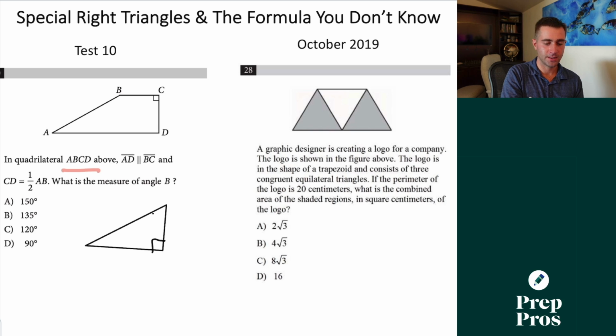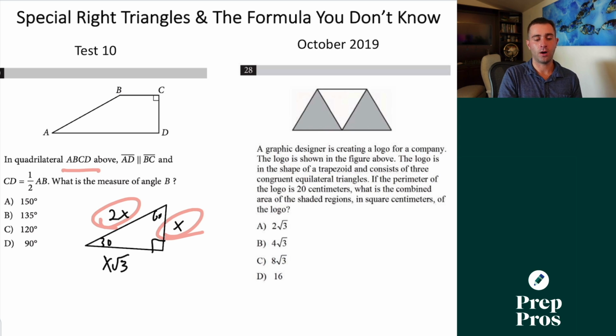So we'll say this is our 90, this is our 30, that should not be our 30, this is our 30, and this is our 60. And our proportions are going to be 2x, x, and x root 3. Now, what we have to recognize for this question is that our hypotenuse is going to be twice as long as the side opposite from 30 if we're dealing with a 30, 60, 90 triangle.